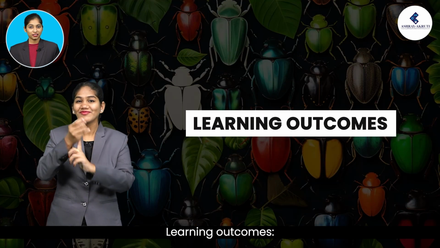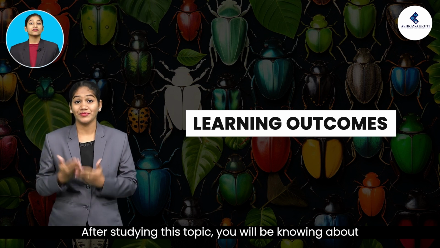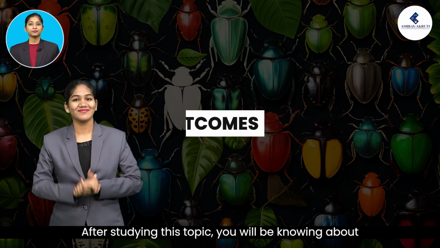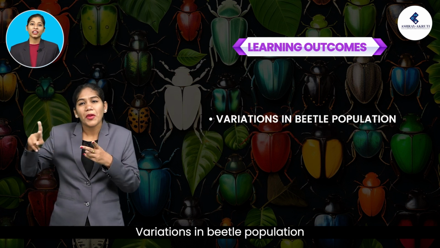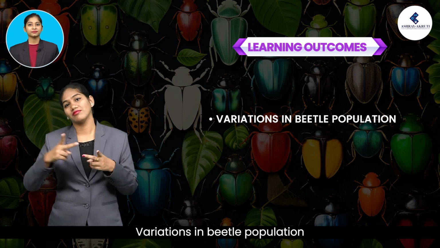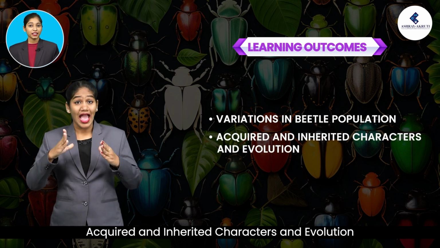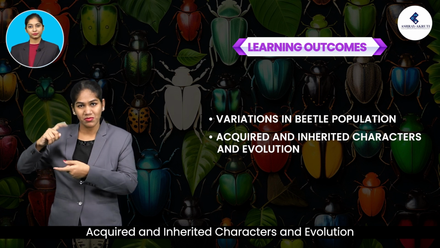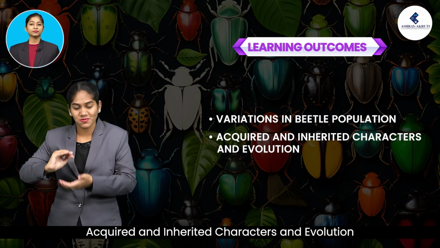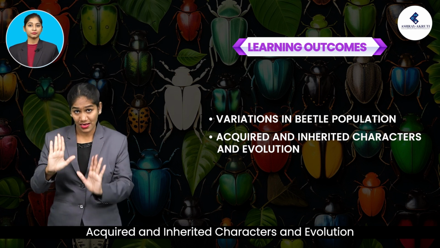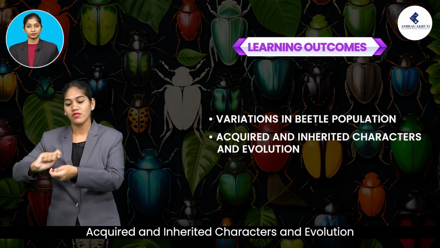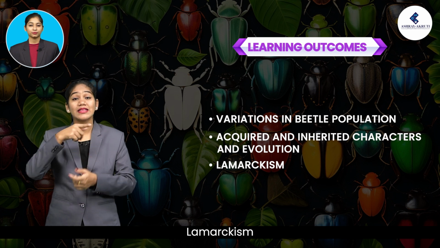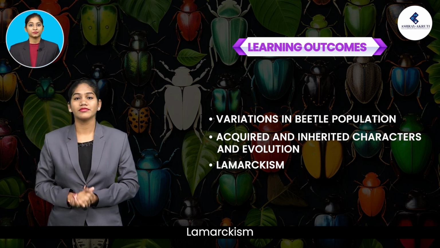Learning outcomes. After studying this topic, you will be knowing about variations in beetle population, acquired and inherited characters, and evolution. Lamarckism. Darwinism.